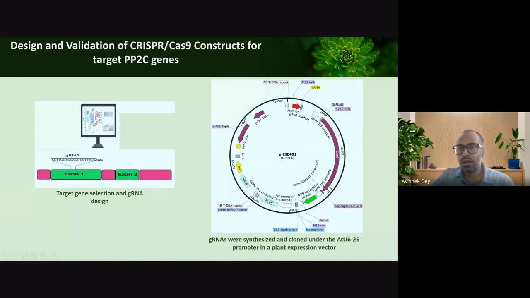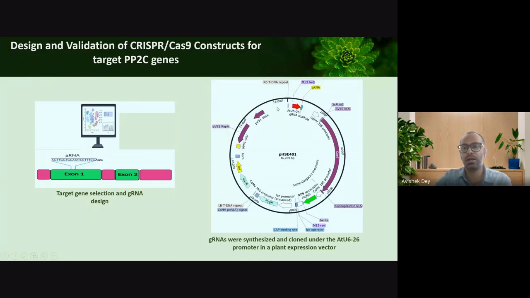So as I was talking about your right border and left border, this is a Ti plasmid, where once you infect it into plant cells, this right border and left border will cut and it will integrate into plant genome. So it actually goes inside the plant cell through pores, and then it integrates into the genome because it has specific recombination sequences.